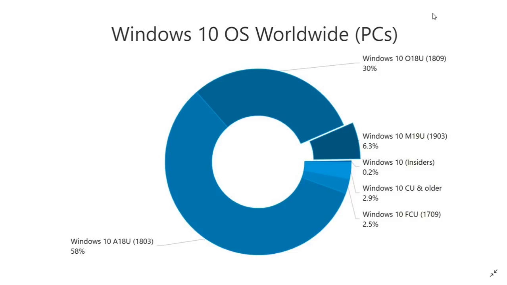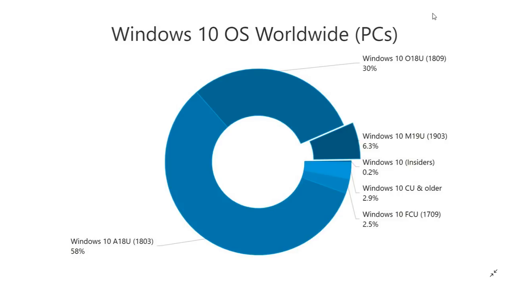And if you're wondering why you don't see the May 2019 update, it's still a very, very small chunk of Windows 10. So, for June of 2019, the Windows 10 May 2019 update, or 1903, is only 6.3% of all PCs. That's roughly 5% more than last month. So it's not a very big upgrade.